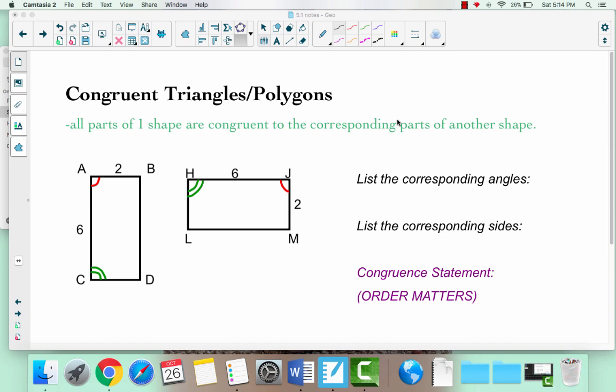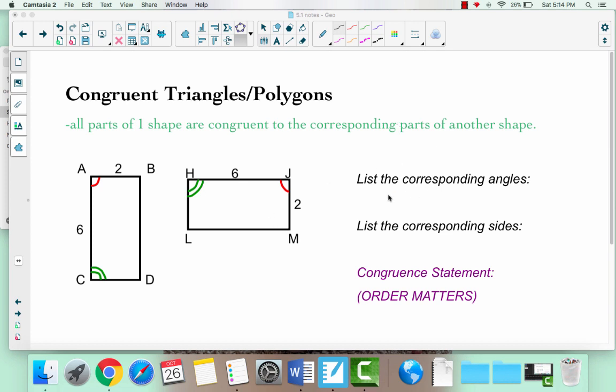In this example, I've got two rectangles here, and I've labeled them with angle markings as well as some side measures, and then of course each of the vertices. And what we're going to do is practice identifying the corresponding angles and the corresponding sides, because if each angle has a matching angle and if each side has a matching side, then we can write a congruent statement that says the two shapes are congruent to each other. Let's start with the angles first.